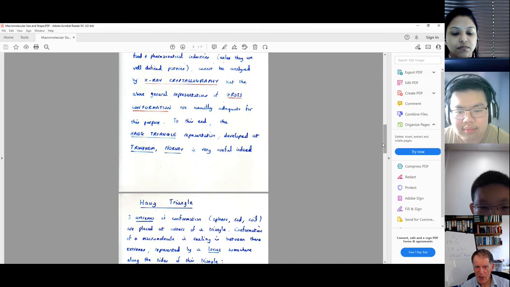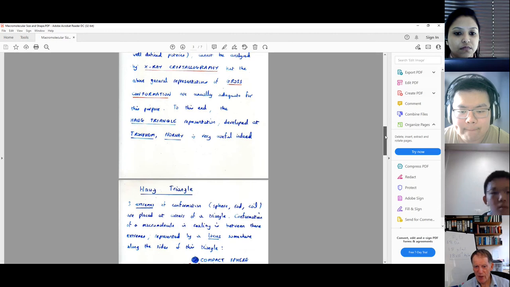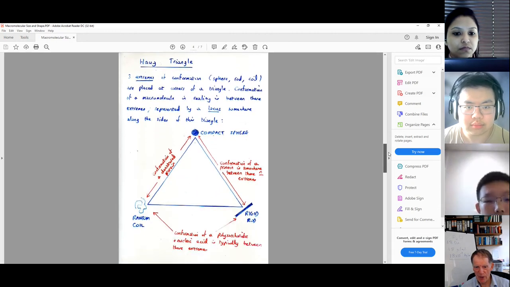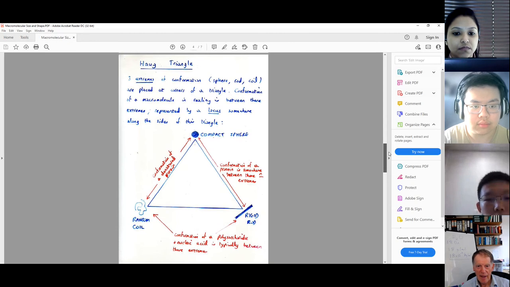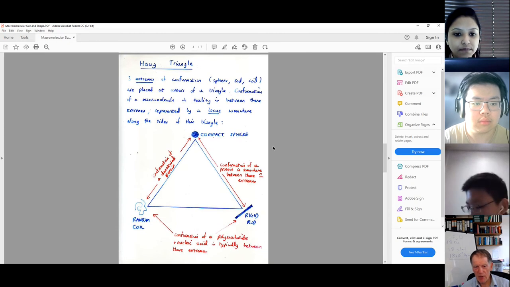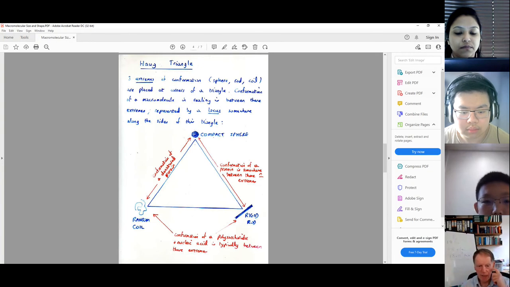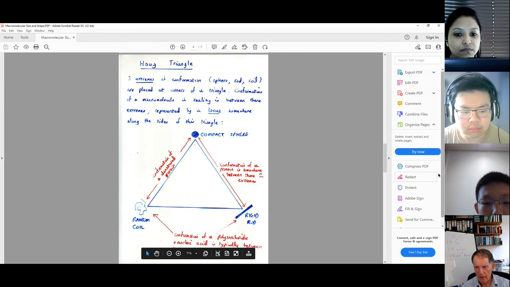And this representation called the Howe triangle, developed at Trondheim, is very useful in this context. So what we do is we place the three extremes of conformation, which are compact sphere, rigid rod, and completely random coil, at the corners of this hypothetical triangle.